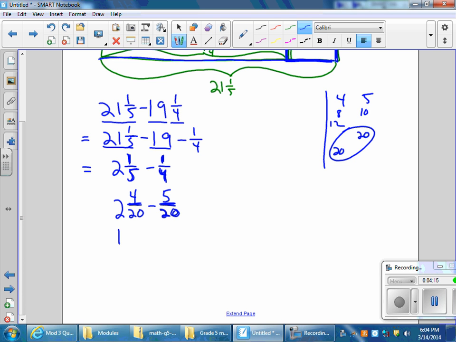I borrow a whole, turn it into the fraction form, which would be 20/20ths. 20/20ths would be 1 whole, but I already have 4, so 20/20ths plus 4/20ths is 24/20ths. These are basically the same thing, same number, but it's going to be done in a way that will allow me to subtract. It's just like borrowing with whole numbers, except we're putting it in fraction form. Okay, now I have 24/20ths minus 5/20ths, which is 19/20ths. 1 and 19/20ths. Now that's not my answer.